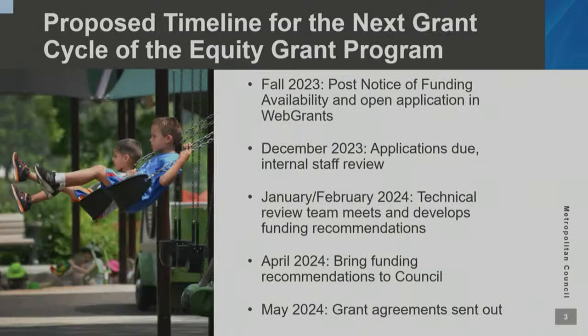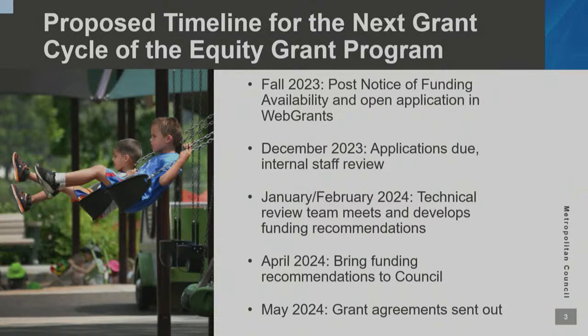So with that, our proposed timeline, this would follow the same timeline just 1 year later. So there's a bunch of internal stuff that happens in the spring and winter of 2023, including we will need council approval, of course, to use those interest earnings for the equity grant program. And assuming we have that approval, we will post a notice of funding availability in the fall of 2023 and open the application to web grants. And then we'll have internal review, and again, we'll have a technical review team meet in that winter, and we'll bring the recommendations forward in April of 2024 and get those grant agreements sent out.